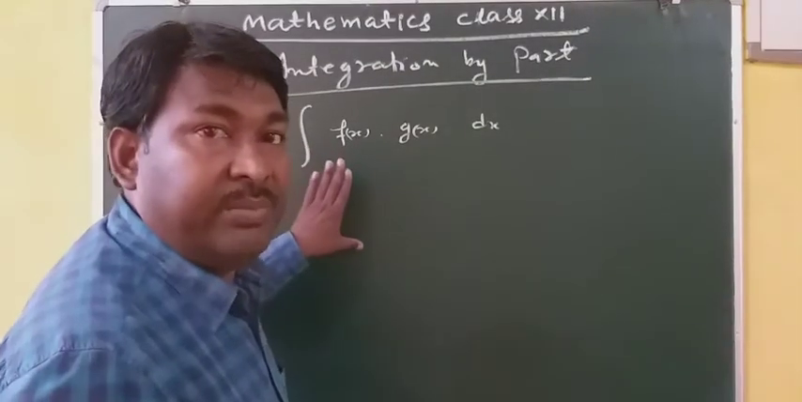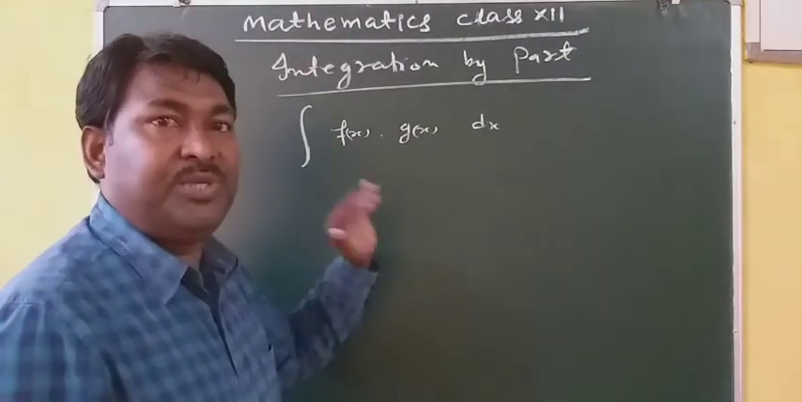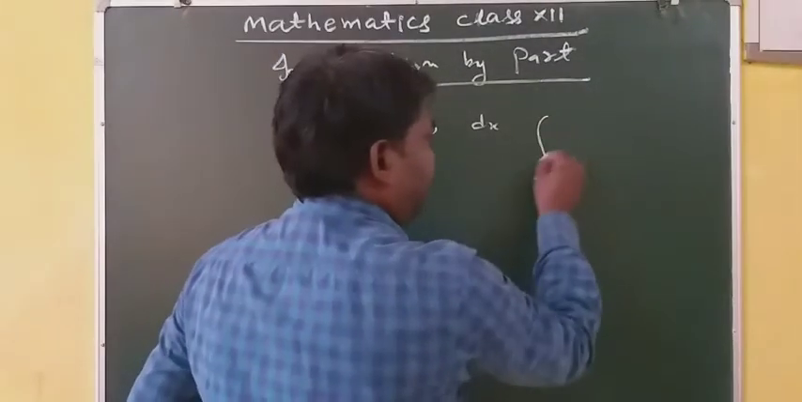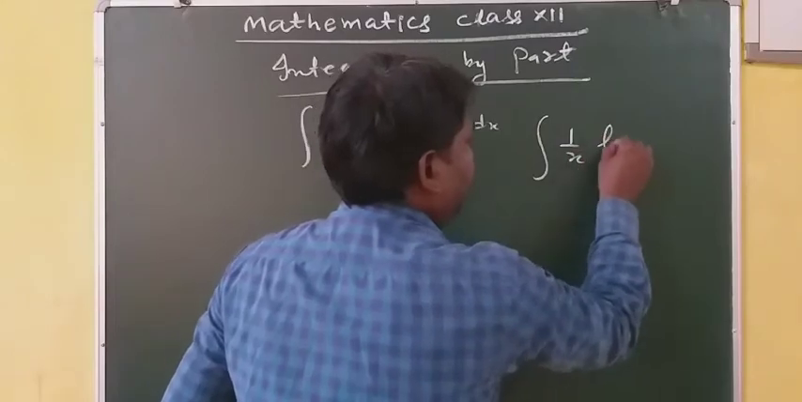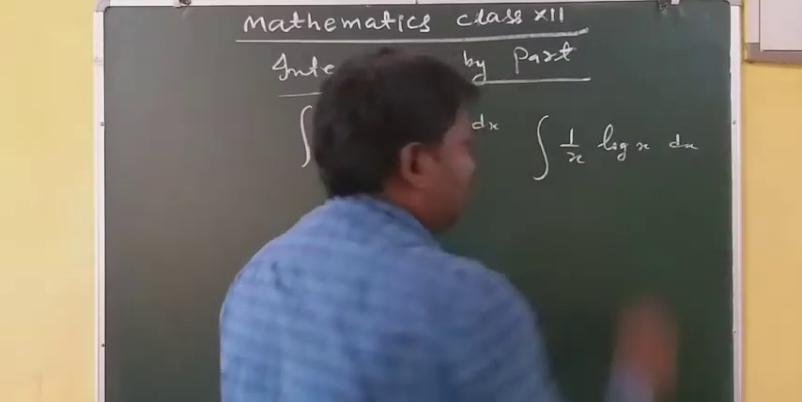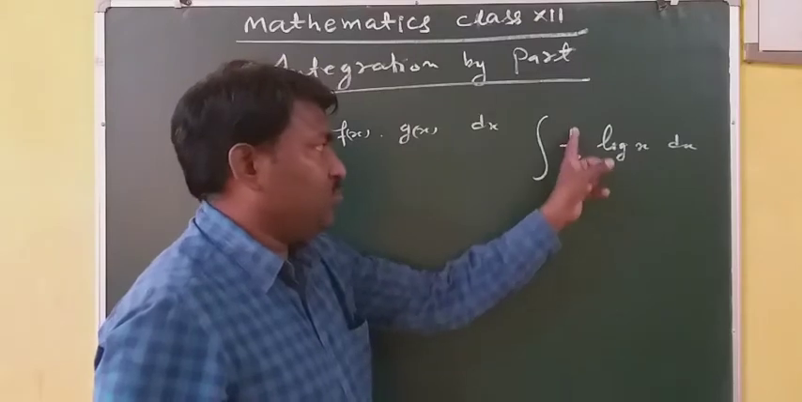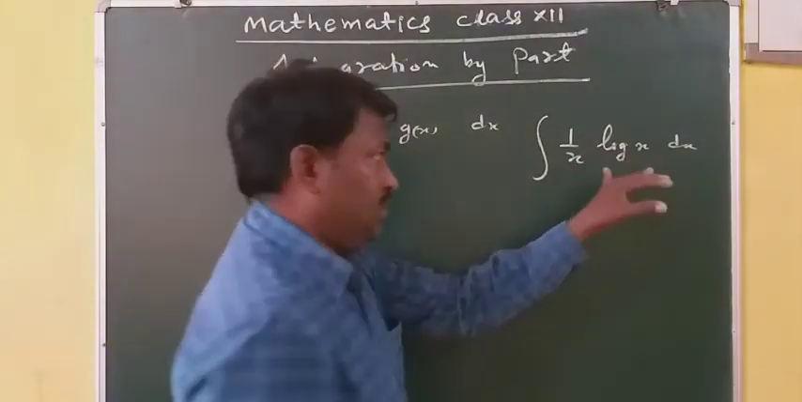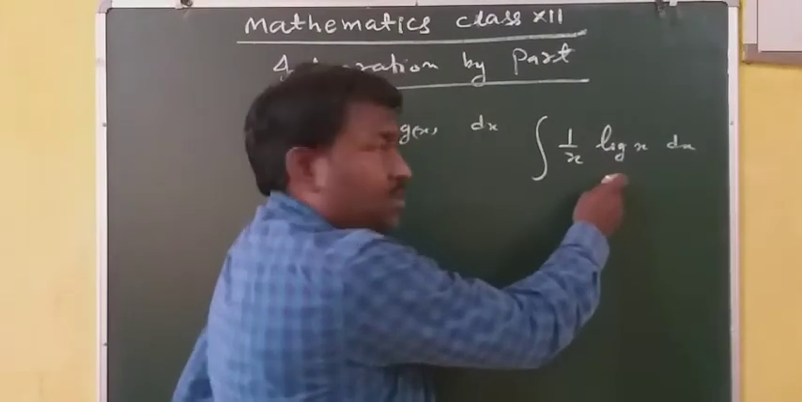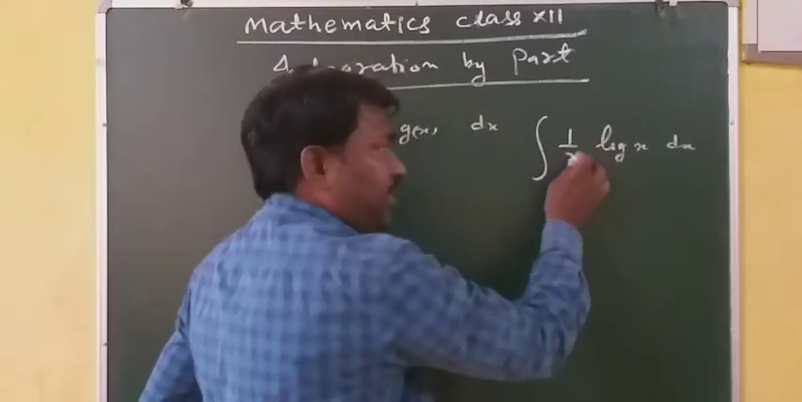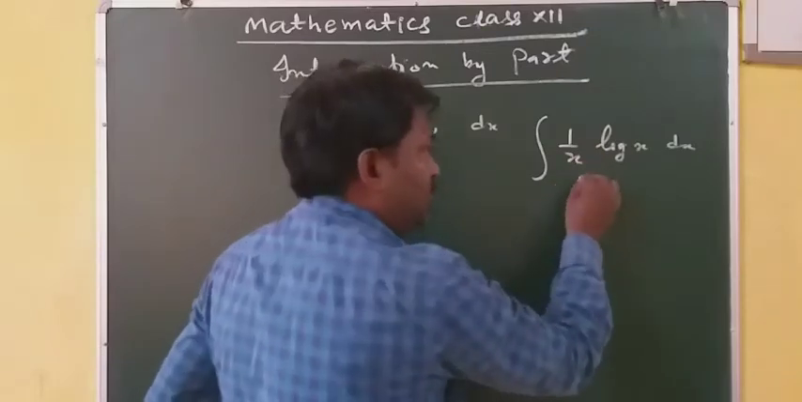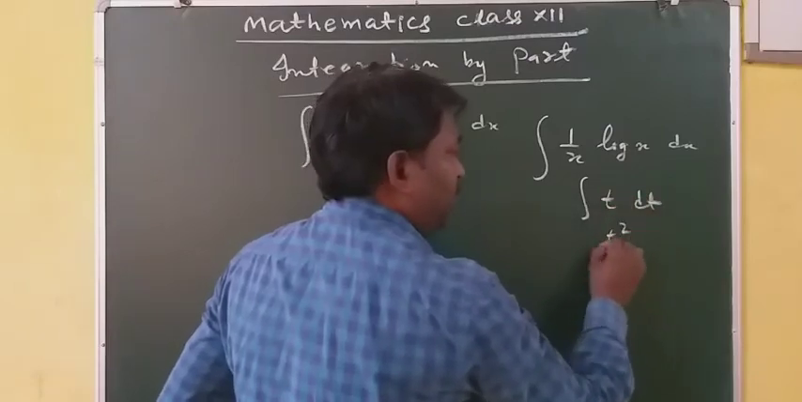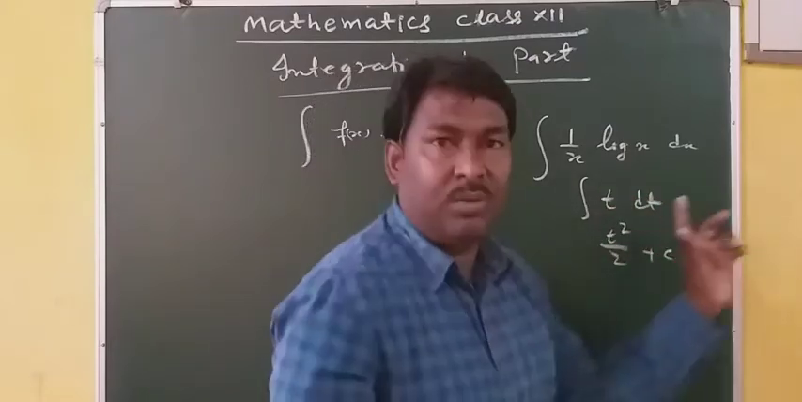If you are unable to apply the substitution method to the two given functions, just like if you are given 1 by x into log of x dx, here also there are two functions, 1 by x and log x, but you can solve this integration by substitution, taking log x as t, so 1 by x dx will become dt and log x is t, and thereafter applying the formula t square by 2 plus c, you can solve it.